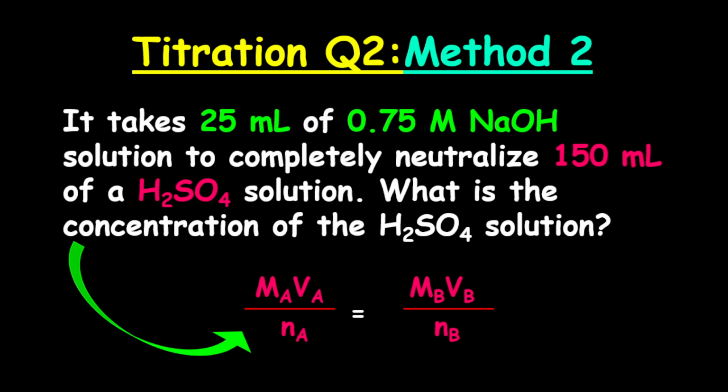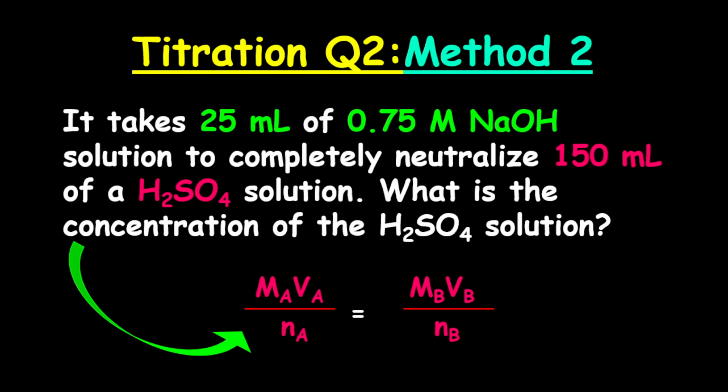Now today we're continuing with our titration questions, and we're looking at our second question, but this time we're using the formula method, which is our second method of solving this question. I want to remind you of the question. The question reads, it takes 25 milliliters of a 0.75 molar concentration of sodium hydroxide solution to completely neutralize 150 milliliters of a sulfuric acid solution. What is the concentration of the sulfuric acid solution?